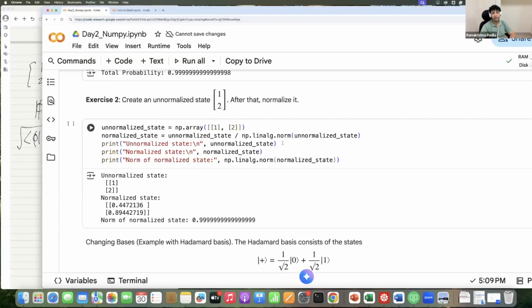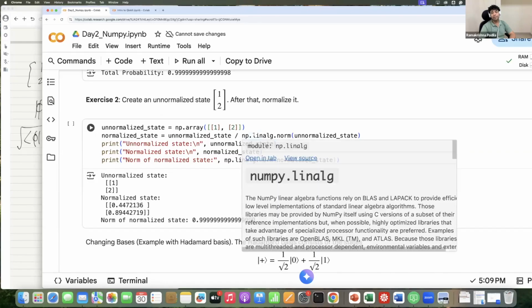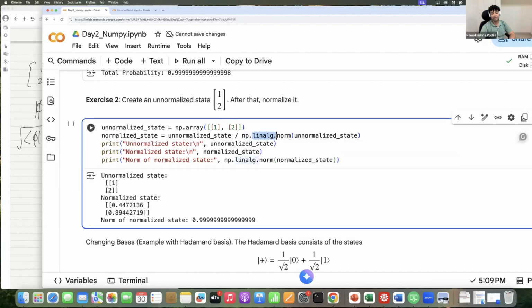So that's what we are doing here. The way we take the norm is with the linear algebra norm of the unnormalized state. And then you can see that whatever you get is the normalized state, and the norm of the normalized state is almost 1.